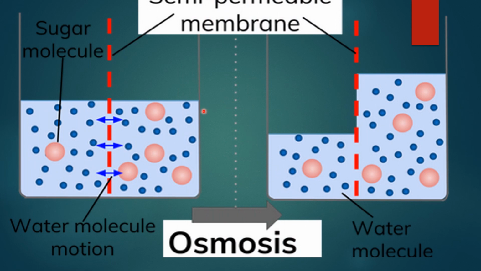In this picture you can see that this is a semi-permeable membrane. This is the solution where water concentration is high and solute concentration is low. On this side, solute concentration is more and water concentration is low. In this case, you can see that water molecules are moving from high water concentration to low water concentration.